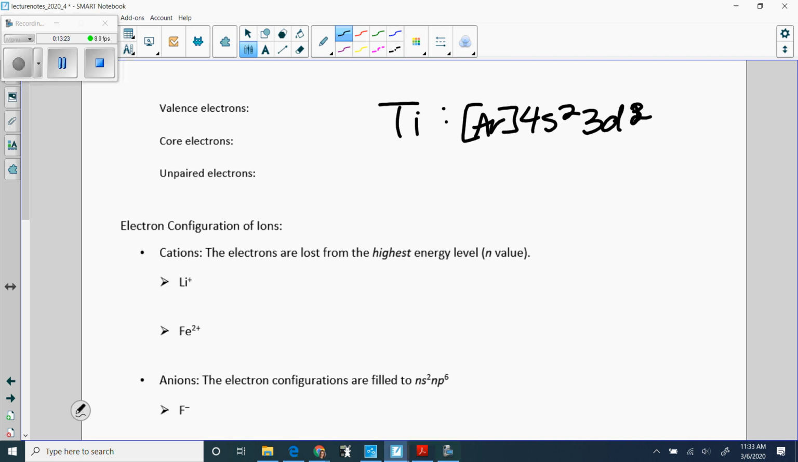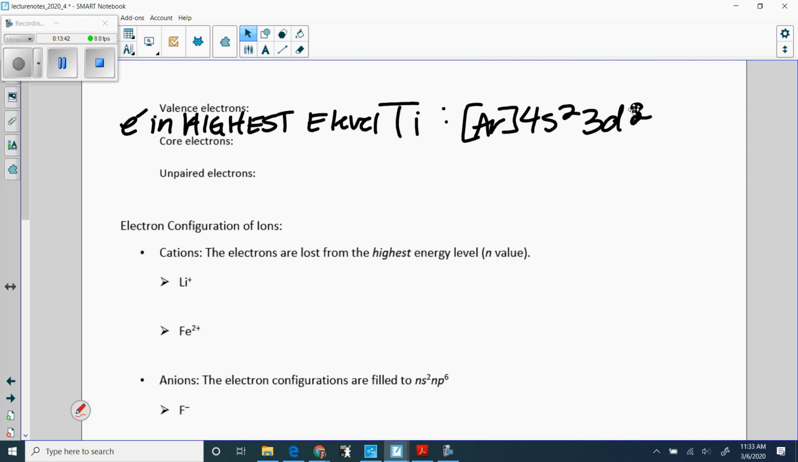A valence electron is an electron in the highest energy level. This goes back to being able to count. The energy level is n. That was a vocab thing that we learned: lowercase n is energy level. This is the energy level, that number in front. 4 is bigger than 3, so the highest energy level we have is 4.